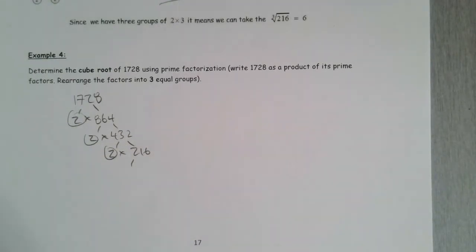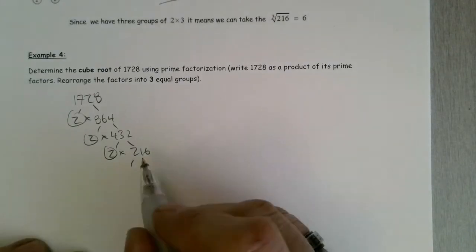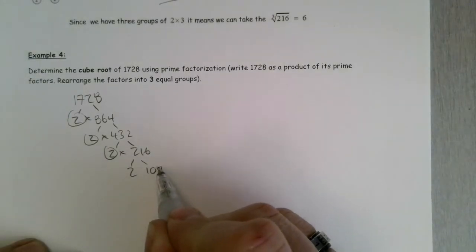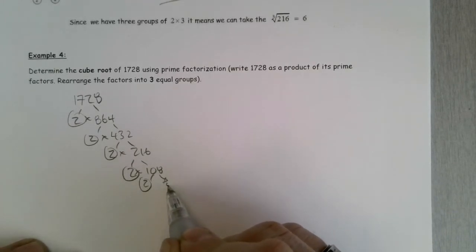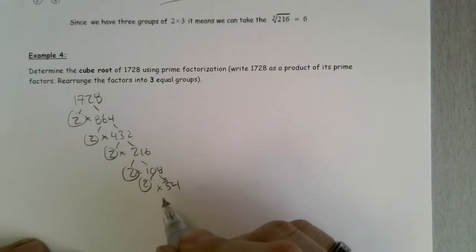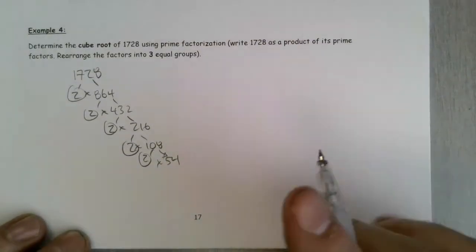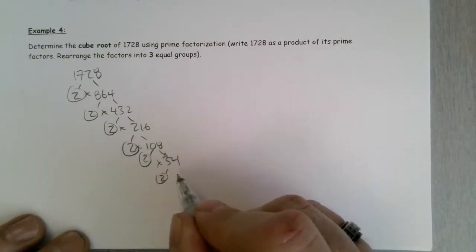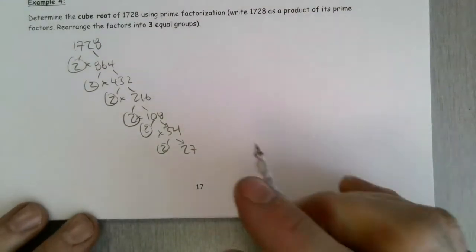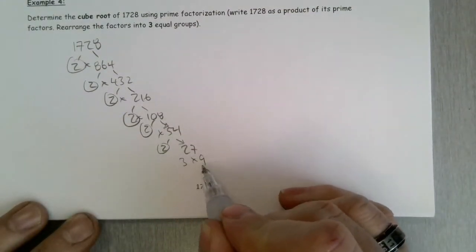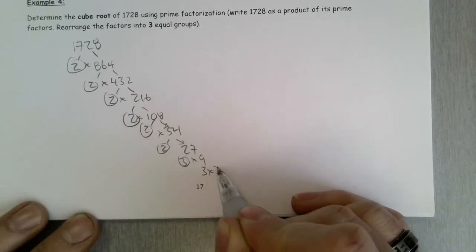216 divided by 2 is going to be 108. 108 divided by 2 will be 54. 54 divided, now I'm just going on and on forever here, divided by 2, 27. Now finally, 27 is not divisible by 2, but it is divisible by 3. And then 9 is 3 times 3.